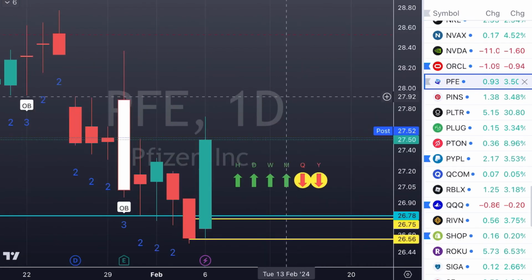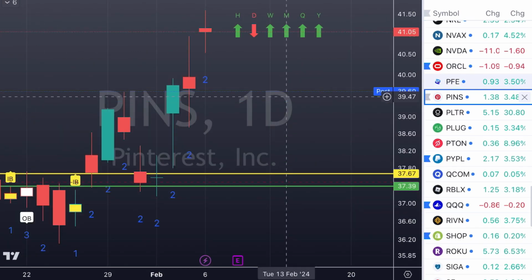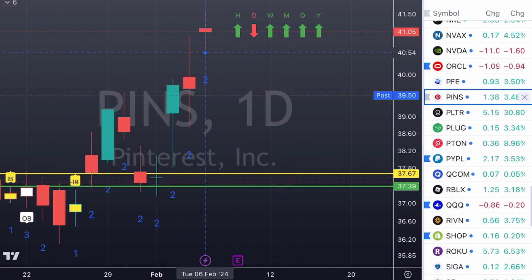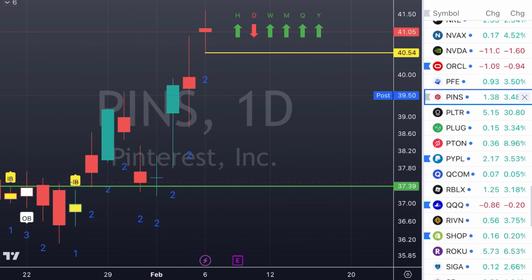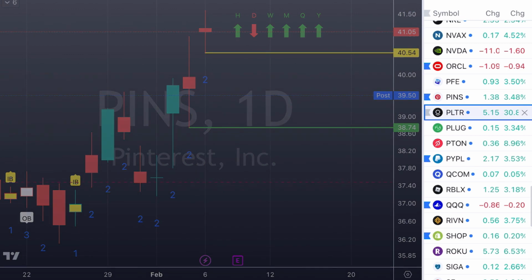We look at Pfizer, nothing. Pinterest, 2 up, finish red. We had a 2 up red yesterday. Didn't play out, and that's okay. And we can mark the target out. It's a big target to hit, but the setup is there.